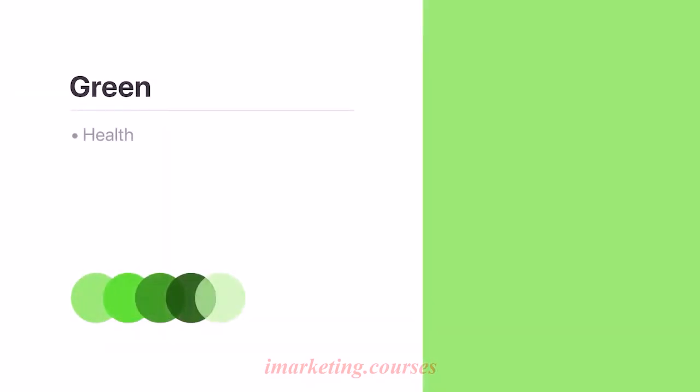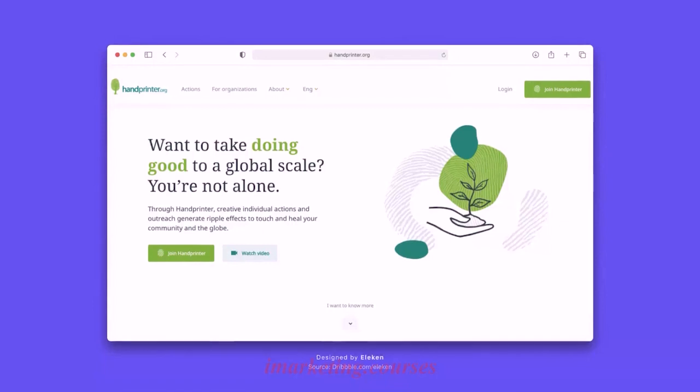Green. Green is a dominant color in nature that can evoke powerful emotions. It represents health, freshness, and growth. If you want to design a project for an eco-friendly product, that's probably the best color you could use.